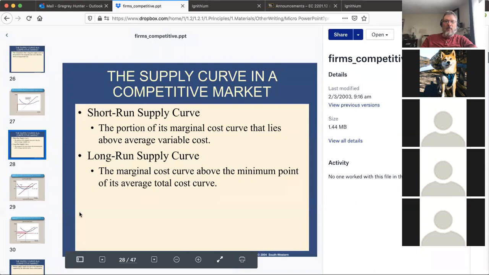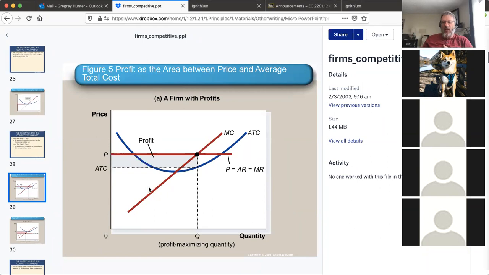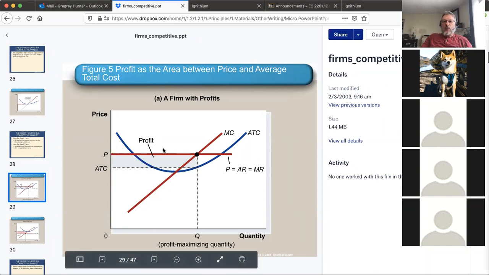So let's take a look at this, because it is important too when we want to identify profits in our problems. So we know we have price equal to marginal revenue. So marginal revenue equal to marginal cost is going to identify the profit maximizing quantity. But you can write profit as price minus average total cost times quantity, which gives you the area of this rectangle.